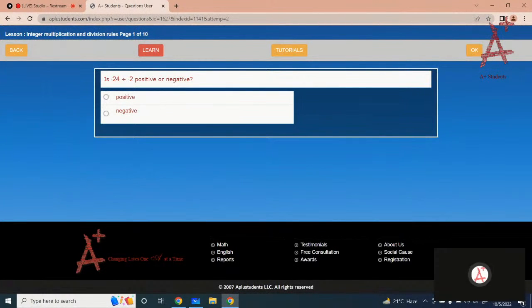Negative 24 divided by negative 2, positive or negative? Which is the correct option? It is positive because both the numbers have the same sign. So when both the numbers have the same sign, their answer must be positive. Very good, Elvin.